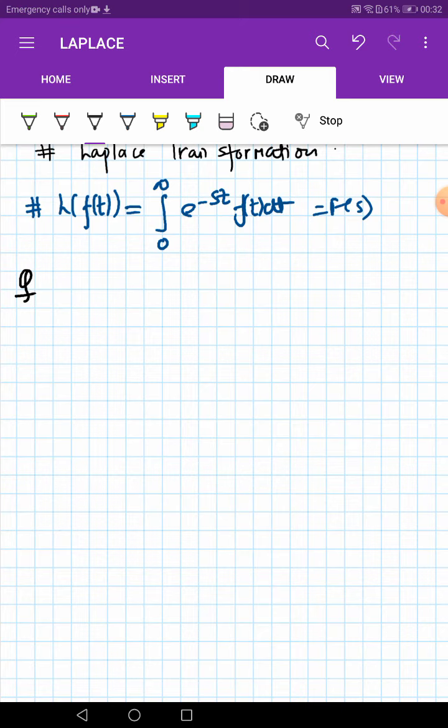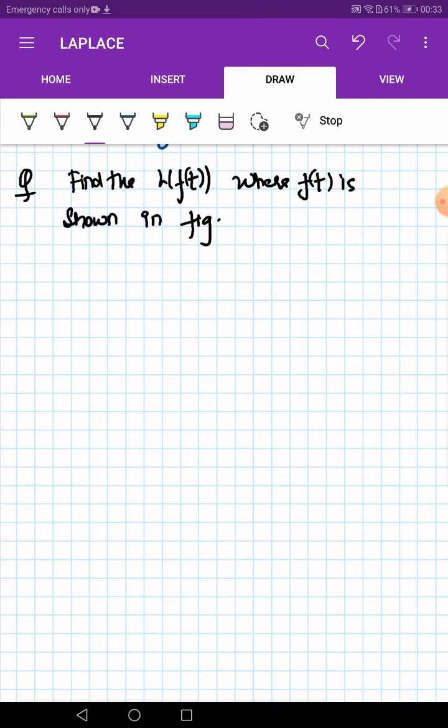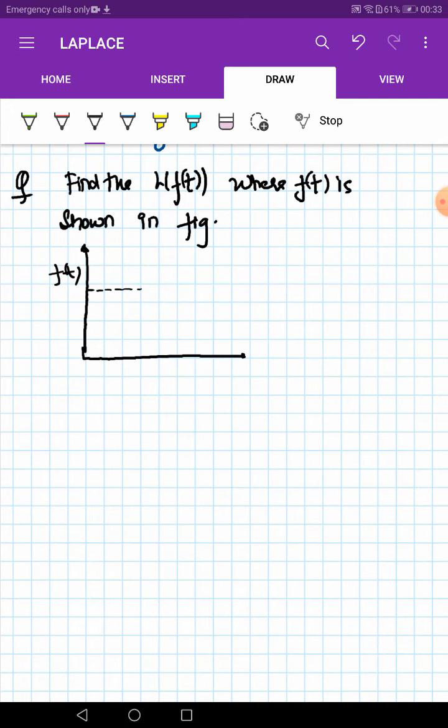There is a question: find the Laplace transformation of f of t, where f of t is shown in the figure. Now let us draw the function. So here is f of t, here is t. The value of the function is equal to 2 if t is from 0 to 1, and after that it is 0. So this is our given function.